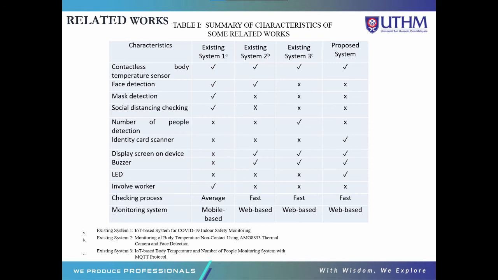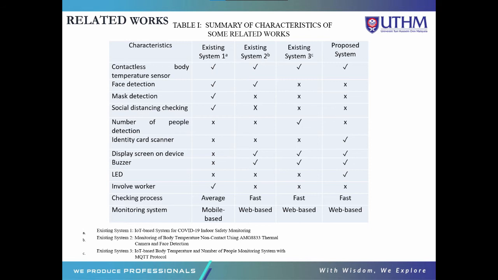Table 1 shows the summary of characteristics of some related works. From this table, we can analyze that the proposed system is better than the 3 existing systems due to some reasons. Firstly, an identity card scanner was designed to replace face detection, as users can record their personal details by scanning their identity card. Next, human resources can be reduced as no worker is needed to check people's body temperature.